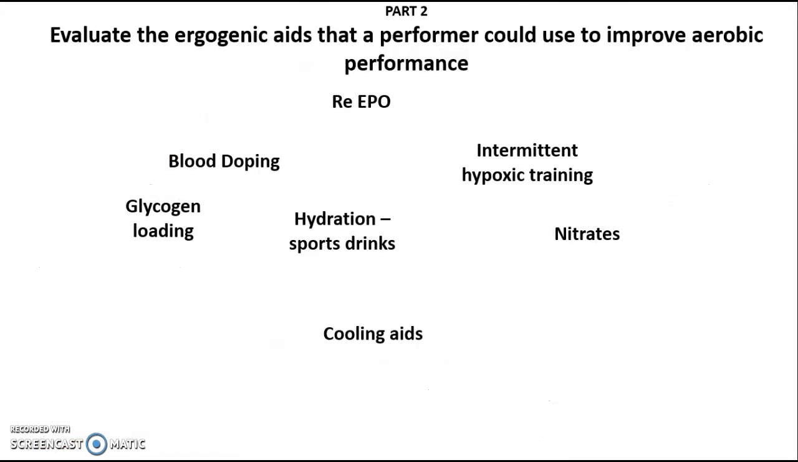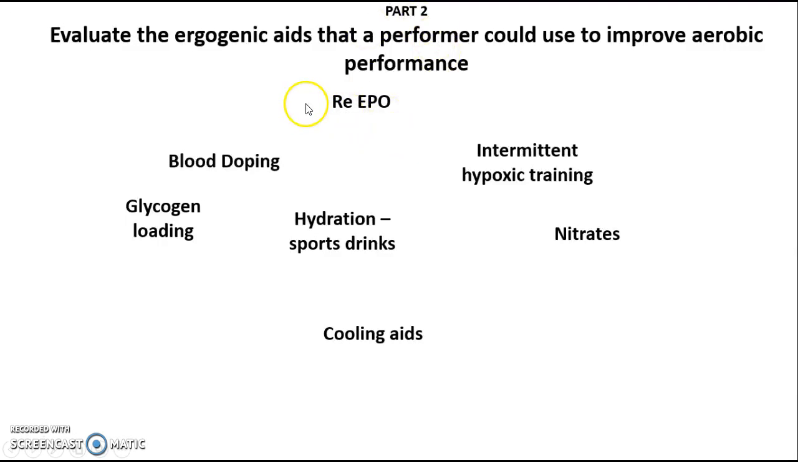Okay, so going on then. Part 2. We're looking here: evaluate the use of ergogenic aids a performer could use to improve aerobic performance. So what we have to know here is the fact that certain ergogenic aids are going to be really, really, really effective to improve aerobic submaximal training.